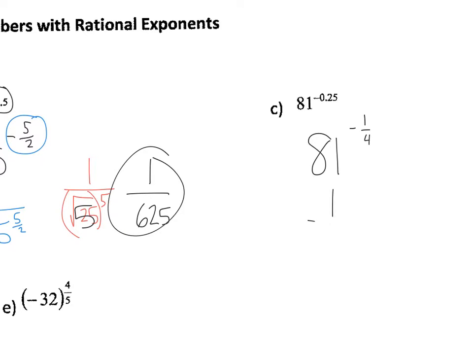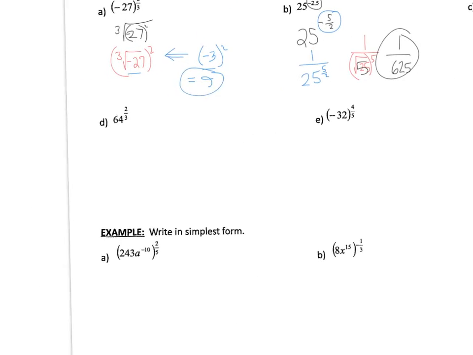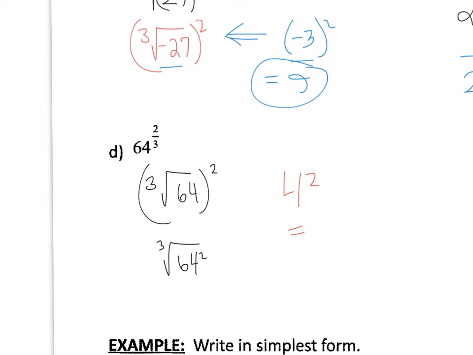C, again, I'm going to write it as a fraction. Now it has a negative exponent. Now I'm going to write it as a radical. The 4th root of 81 is 3, so the answer is 1/3. And then 64 to the 2/3. You can write it as the cube root of 64 squared, or as 64 squared and then take the cube root of that. I think 64 squared is difficult to do and then take the cube root, so it's easier to do the cube root of 64, which is 4, and then square it to get 16.